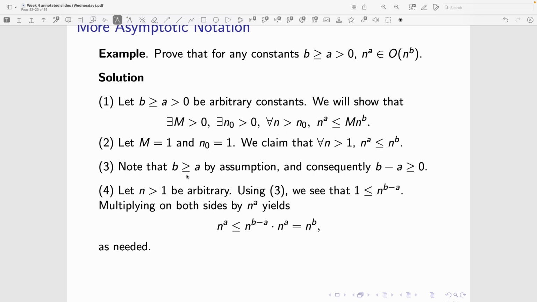So since b is greater than or equal to a, b minus a is a non-negative number. Because of that, n to the power of b minus a is greater than or equal to 1. And then we could multiply both sides by n to the a. I don't think we need to go into this much deeper.